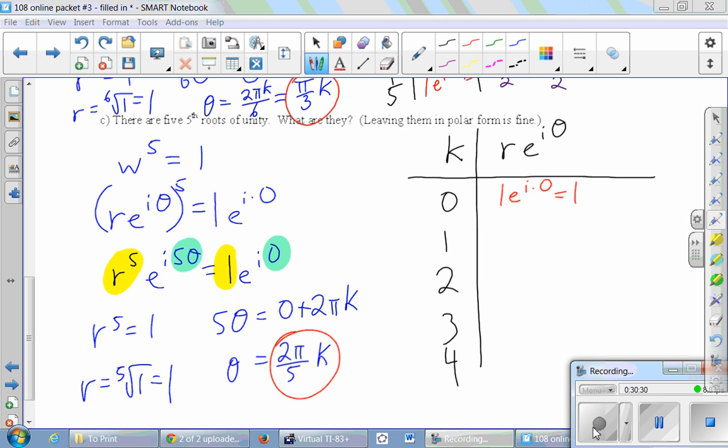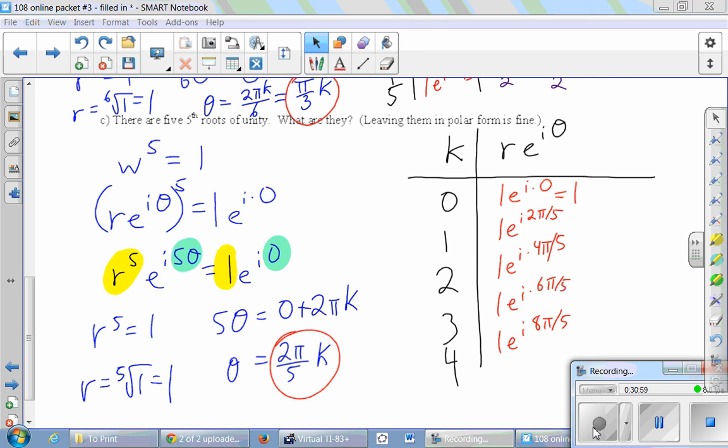But then we get the other ones. So when k is 1, 1e^(i·2π/5). 1e^(i·2 of these), so 4 pi over 5. 1e^(i·3 of those), 6 pi over 5. And then finally 1e^(i·4 of those), 8 pi over 5. So those are the 5 fifth roots of unity. You could convert them into Cartesian, but this problem does not require it. And that is that.